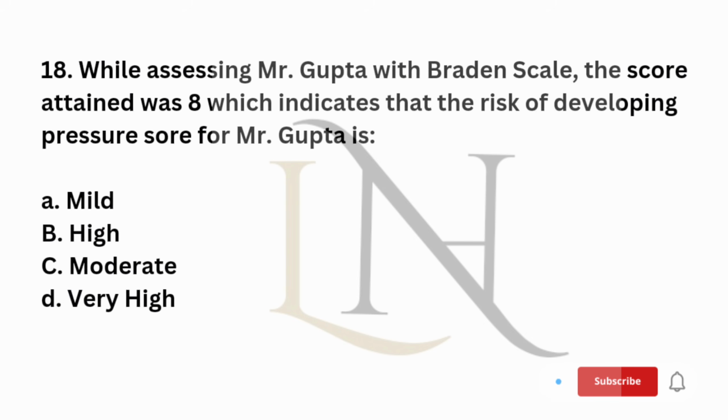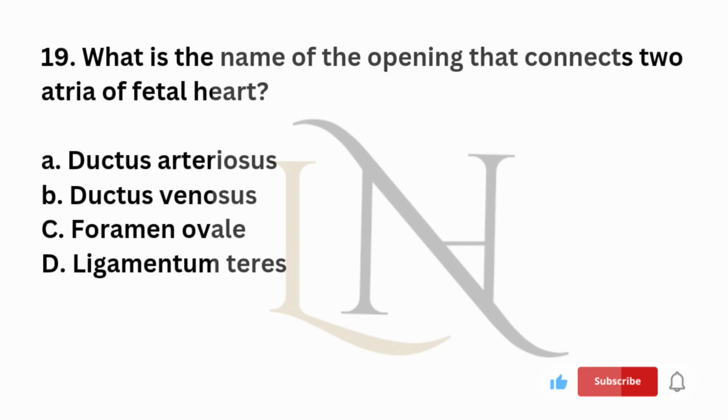Next, while assessing Mr. Gupta with Braden scale, the score attained was 8, which indicates that the risk of developing pressure sore for Mr. Gupta is option A, mild, option B, high, option C, moderate, option D, very high. Correct answer, option D, very high. Next question.